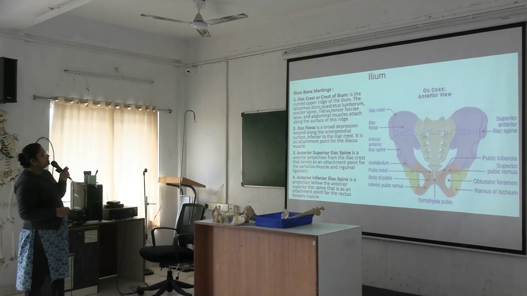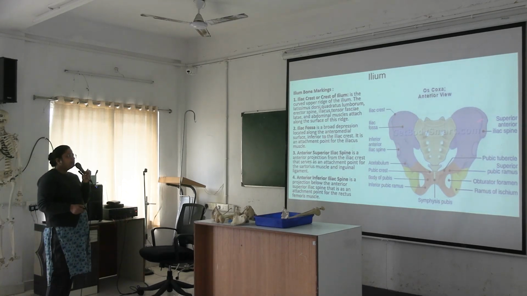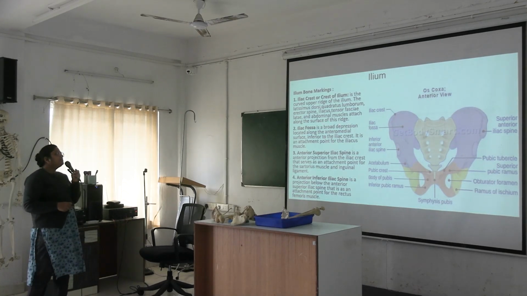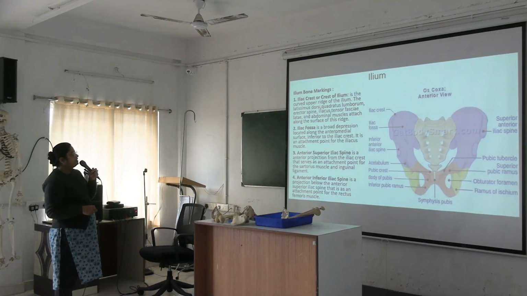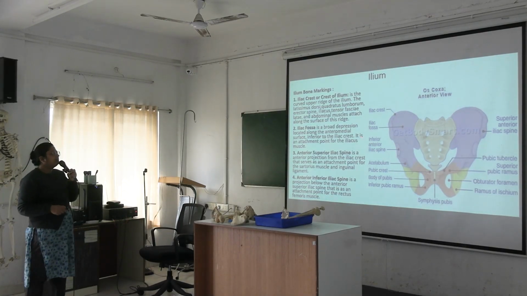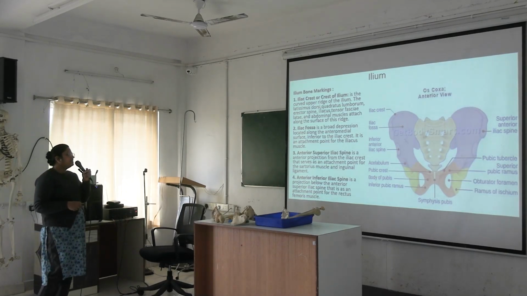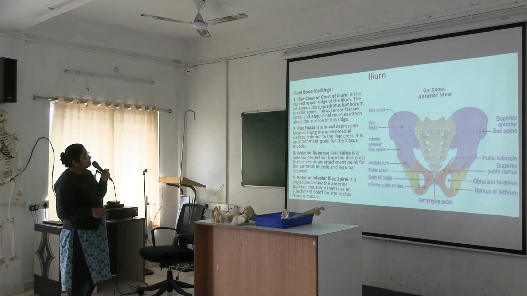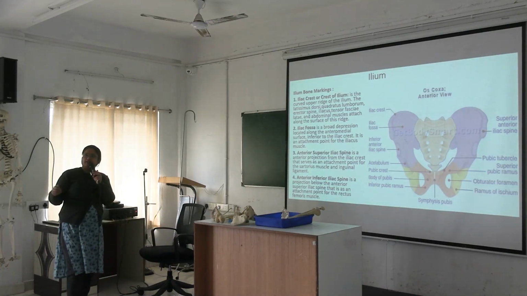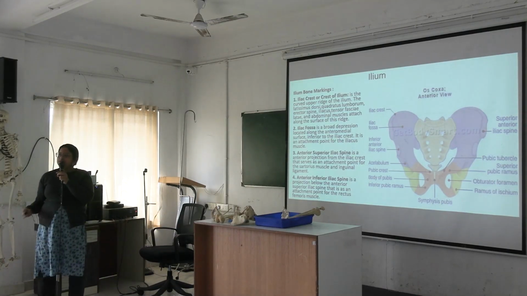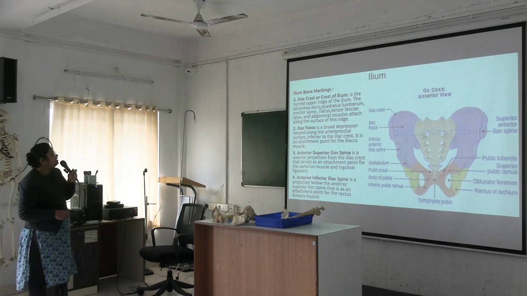Okay, and you remember the muscle attachments. Next we are going to the iliac fossa. This part is the iliac fossa. It is a broad depression located along the anteromedial surface and inferior to the iliac crest. It is an attachment point for the iliacus muscle. Okay, iliac fossa, attachment of the iliacus muscle.